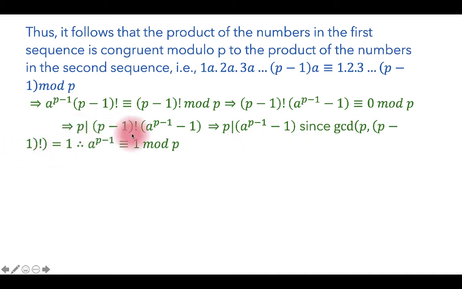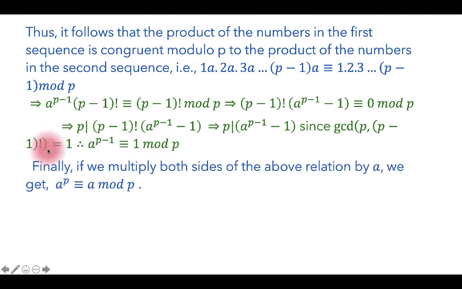Hence, p divides this product must imply that p divides the second factor, a raised to p minus 1 minus 1. This relation can also be expressed as a raised to p minus 1 congruent to 1 modulo p, as required. Thus, we have shown that if p does not divide a, then a raised to p minus 1 is congruent to 1 modulo p.